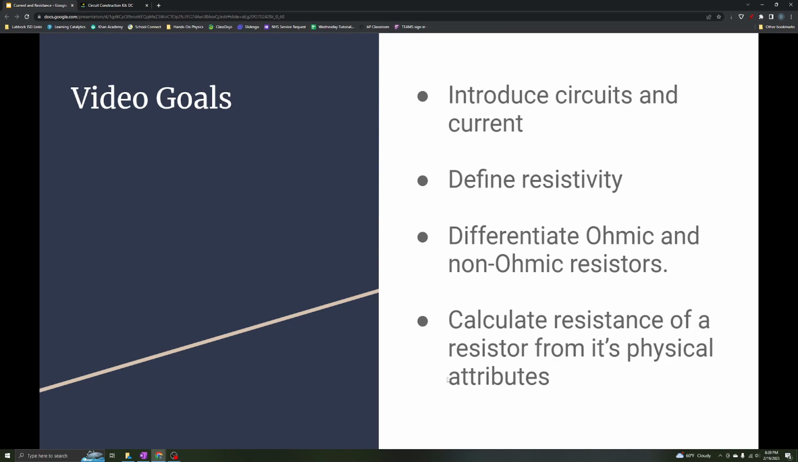And then last, we should be able to use that equation, R equals rho L over A, to calculate the resistance of a resistor based off of its physical attributes. So that's going to end it for today's video. Hopefully some of that made sense. In class, we'll start by looking at tinkering with some resistors a little closer.